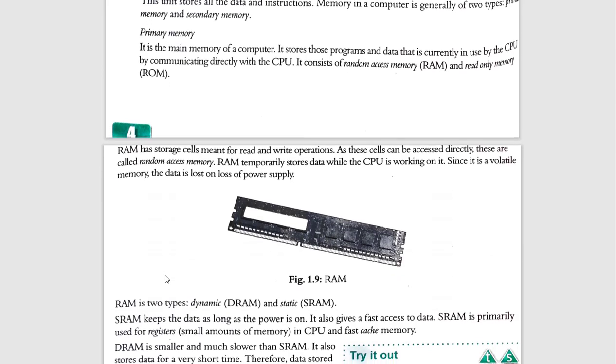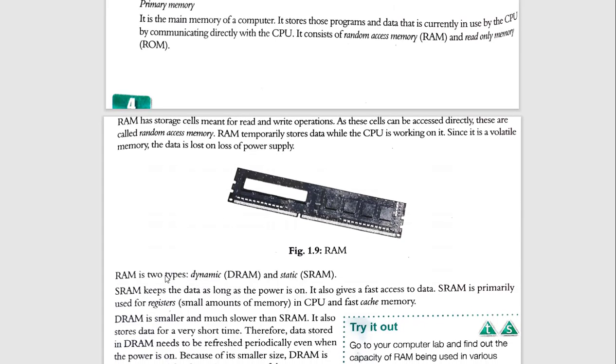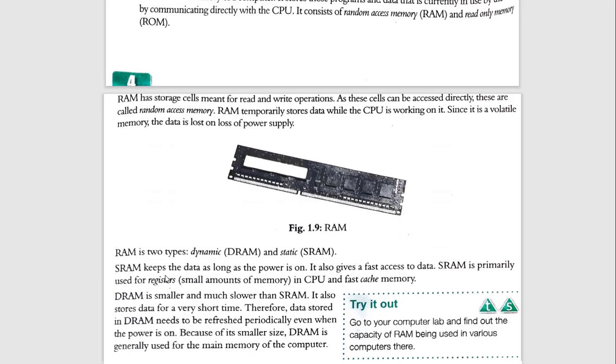In the primary memory, as you can see, it's written here. I'll just read it for you. It's the main memory of a computer. It stores those programs and data that is currently in use by the CPU by communicating directly with the CPU. It consists of random access memory, that is a RAM, and a ROM. ROM is read-only memory and RAM is random access memory.